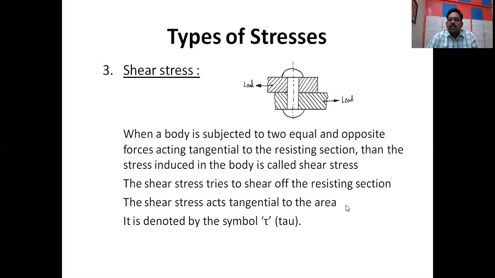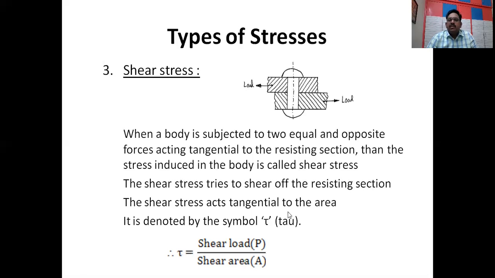Therefore, it is denoted with the symbol called tau. Tau is a symbol for representing shear stress. So shear stress is equal to shear load divided by shear area. This is the shearing area, so shearing area and shear load. This is the formula for shear stress.